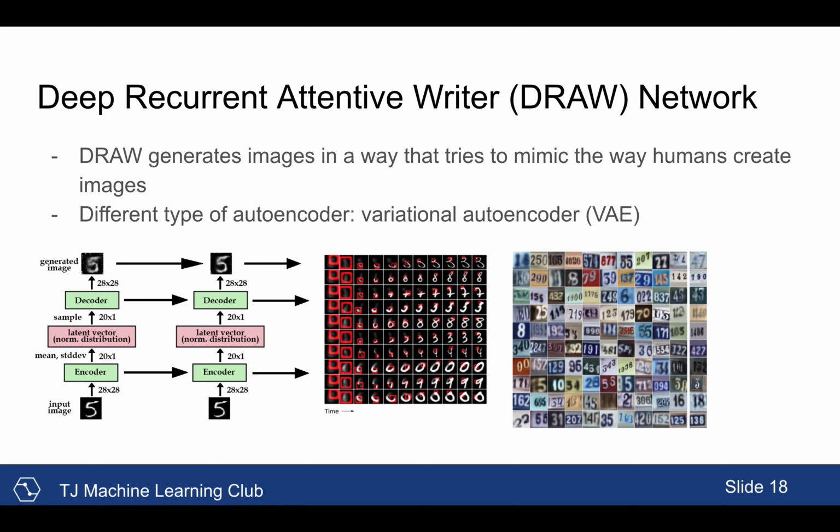The deep recurrent attentive writer, DRAW, a mouthful, is an RNN used for image generation in a way that imitates the way humans create images. Looking at the model, it seems like an autoencoder. It's actually a different type of autoencoder than what we talked about a couple slides back. This network, in particular, uses a variational autoencoder, VAE. They're pretty much generative autoencoders.